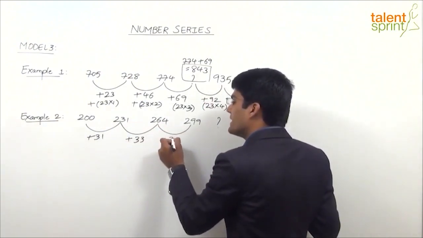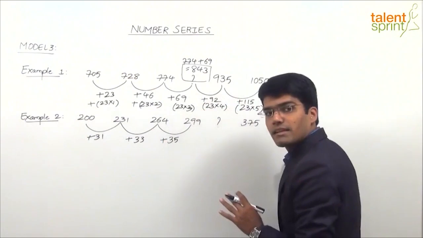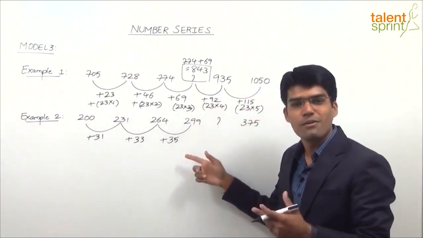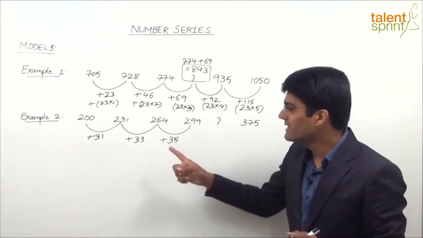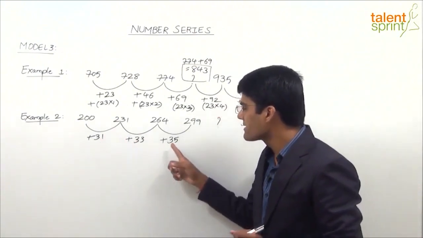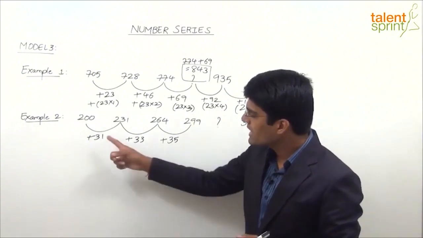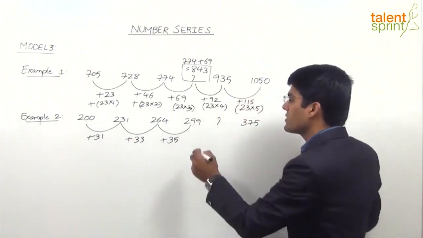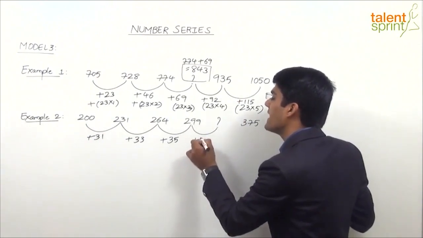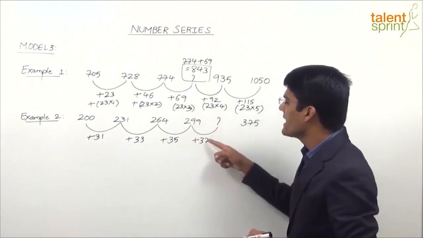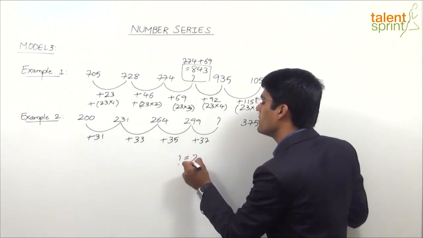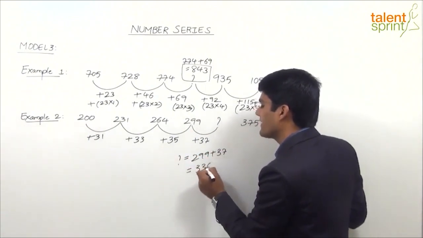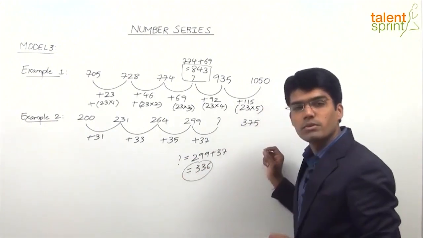264 plus 35 will be 299. Now if you try to observe the differences here, 31, 33, 35. So it is pretty obvious that we have got the logic. These are all odd numbers starting from 31. That is 31, 33, 35. The next one has to be 37. So let's go ahead with 37. 299 plus 37. So the question mark should be equal to 299 plus 37. That is nothing but 336. So let's say the question mark is equal to 336.